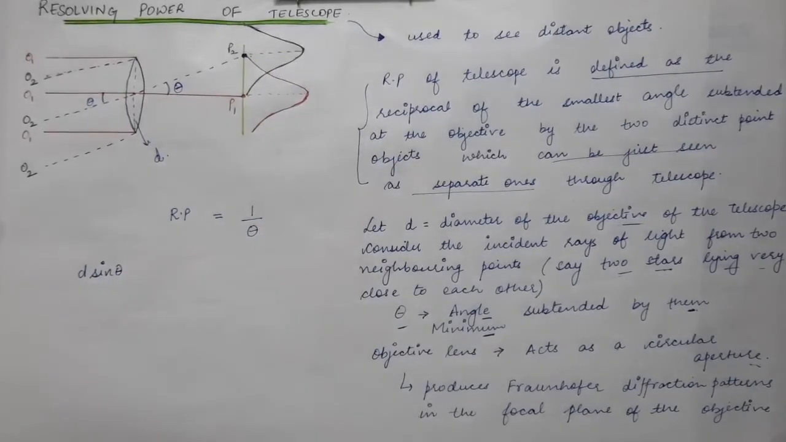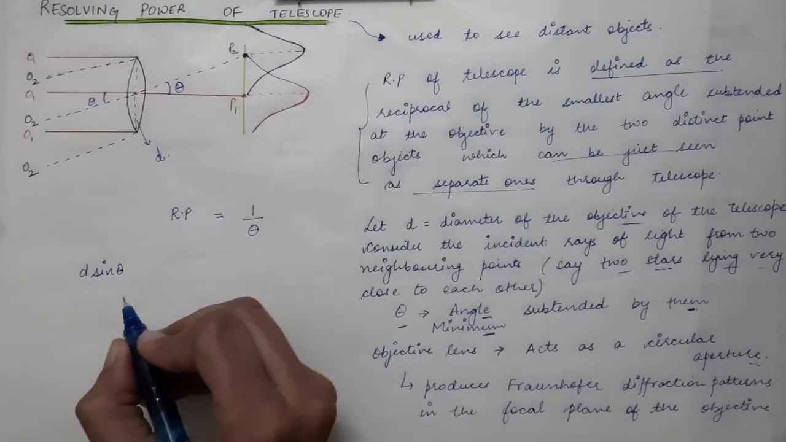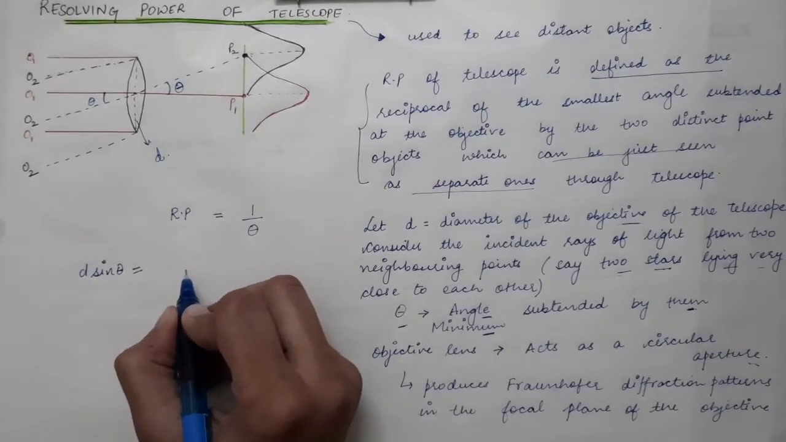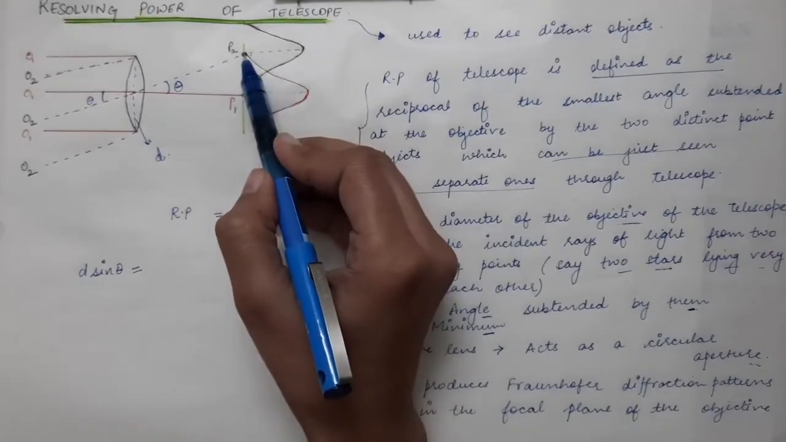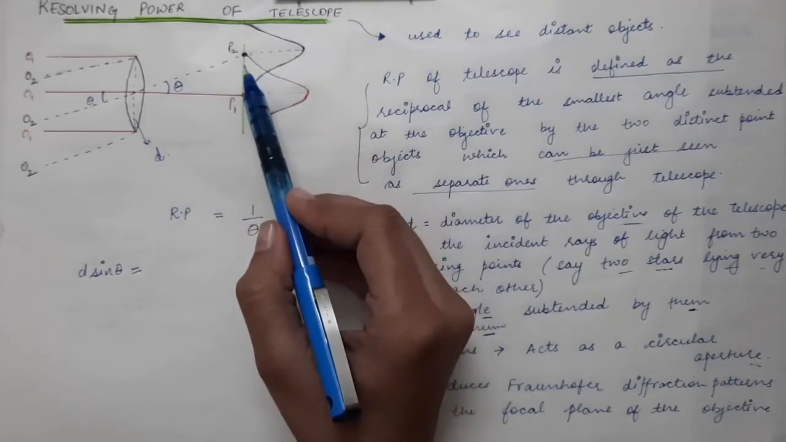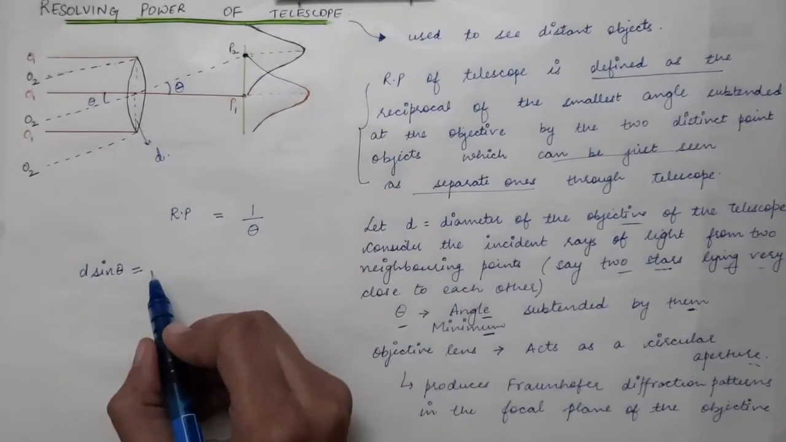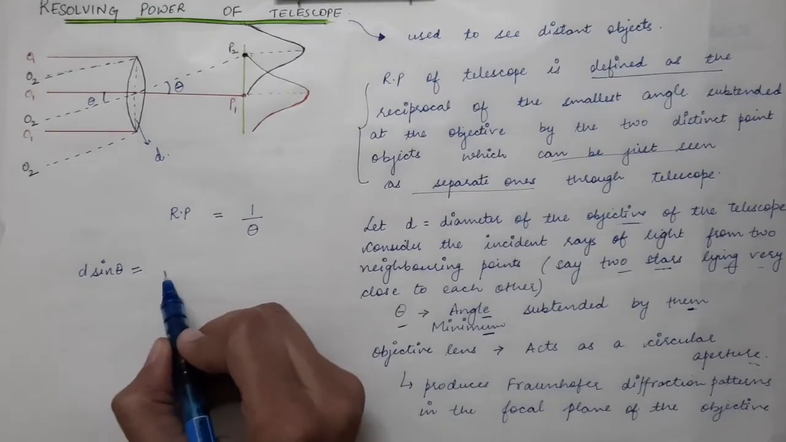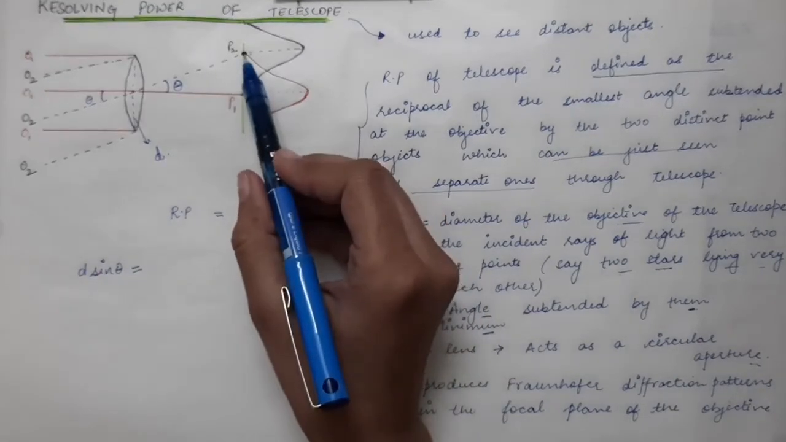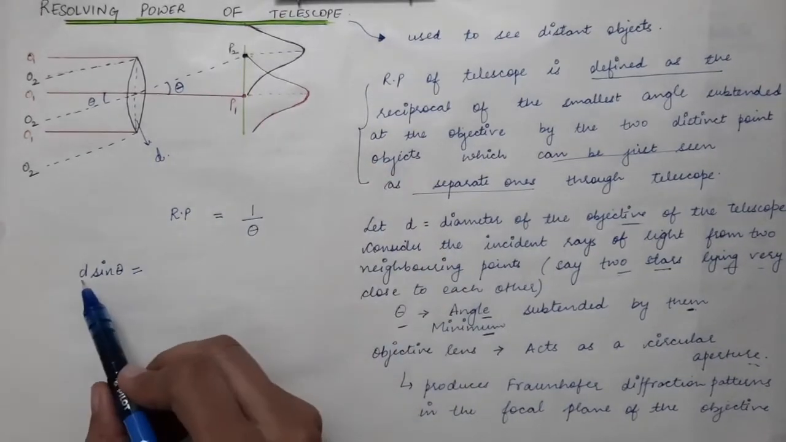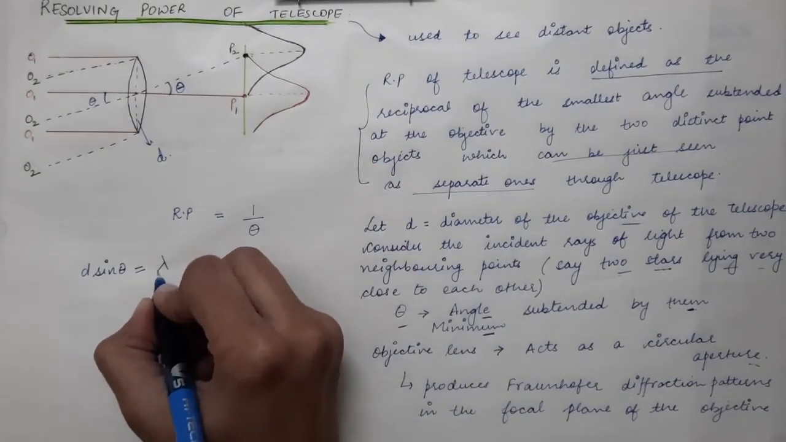We have already seen that for the case of minima, d sine theta must be equal to n lambda. Only then at this point P2 will we get a minima due to diffraction. But here we are talking about the first minima, so n will be equal to 1. So d sine theta will be nothing but equal to lambda.